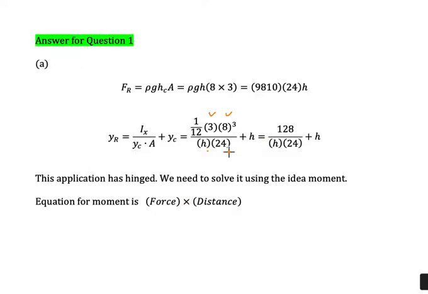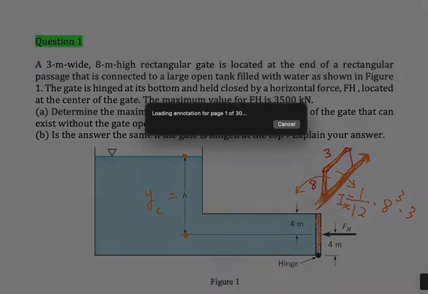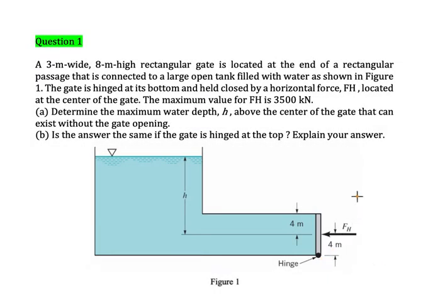So we substitute the value of H here, and the A is 24, and we plus with YC, which is equal to H. So we have this equation. And then according to this application, we have a hinge here. So that means if we have a hinge here, and then if we have a force applied on these two objects, the object will rotate. So this rotation problem needs to be solved with the idea of moment, rotating moment.